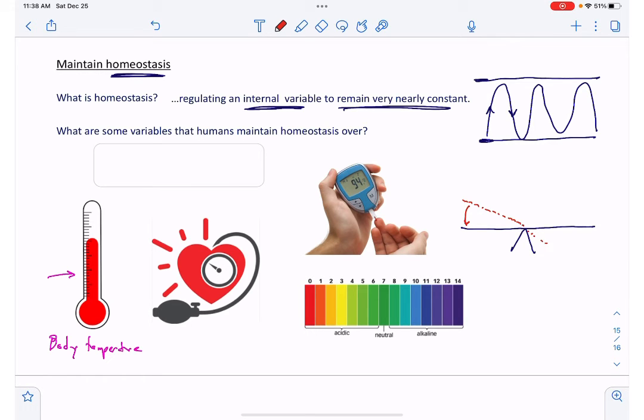If body temperature gets too low, what are we going to do to elevate body temperature? Well, we're going to vasoconstrict the blood vessels near the skin. We're going to activate shivering of the skeletal muscles to generate heat.